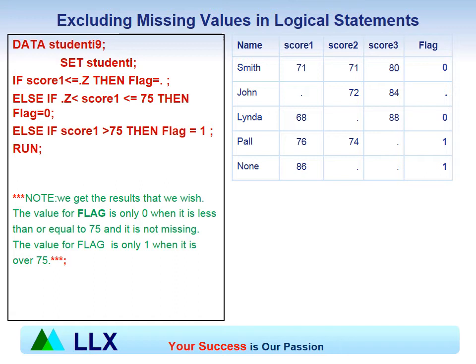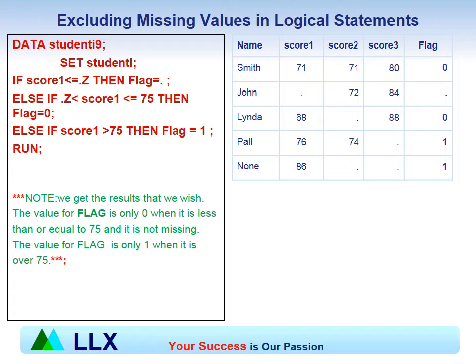Now we'll talk about how to exclude missing values in logical statements. There's a very simple way to create a condition to exclude missing values. First, start the code off with saying, if score1 less than or equal to .z, then flag equals period. This checks if score1 is missing, and if it is, then flag is missing too.